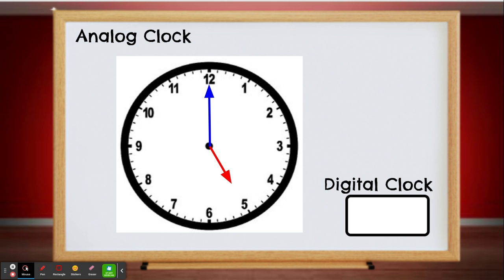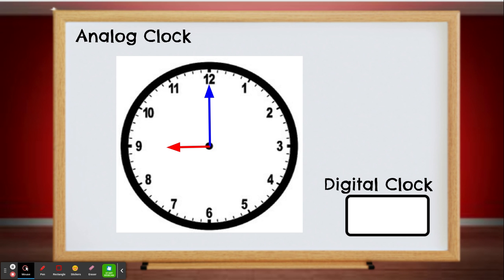What time is on this analog clock? That's right. The hour hand is pointing to 5, and the minute hand is pointing to 12, which means it is 5 o'clock. And if you notice on the digital clock, our 5 represents the hour and our 00 represents the minutes, which is o'clock.